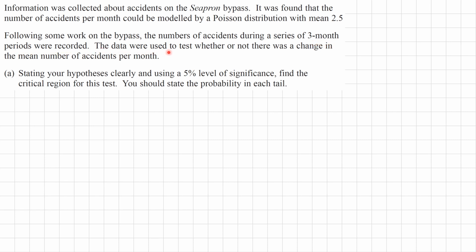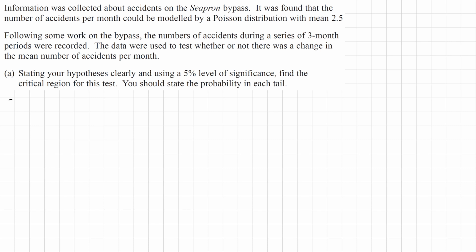The data were used to test whether or not there was a change in the mean number of accidents per month. Part A, stating your hypothesis clearly and using a 5% level of significance, find a critical region for this test. You should state the probability in each tail.